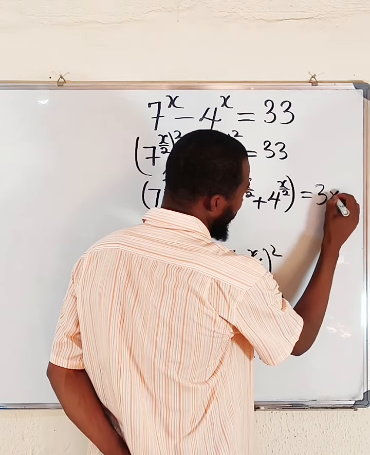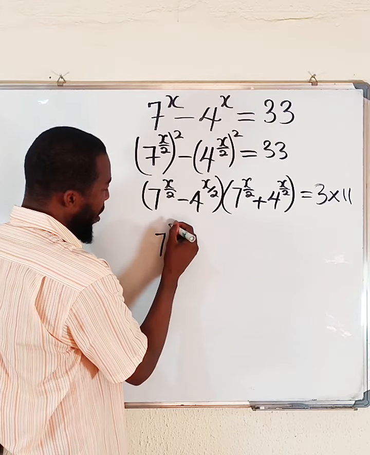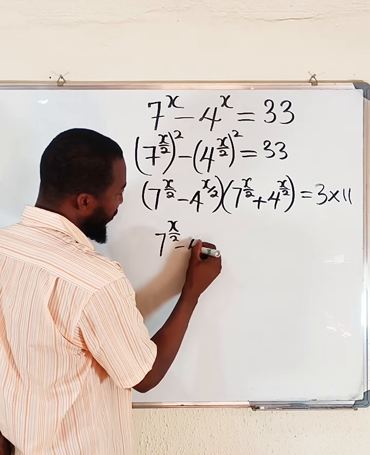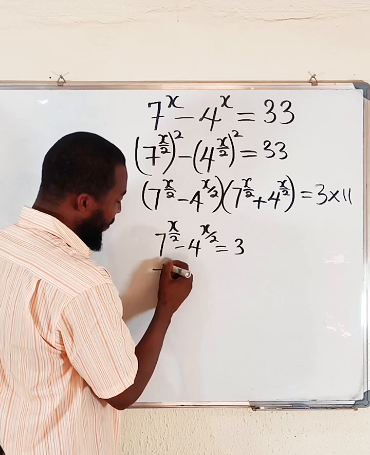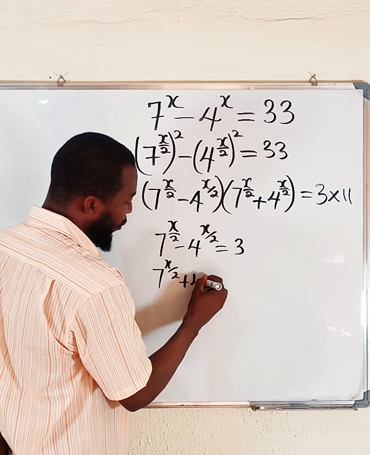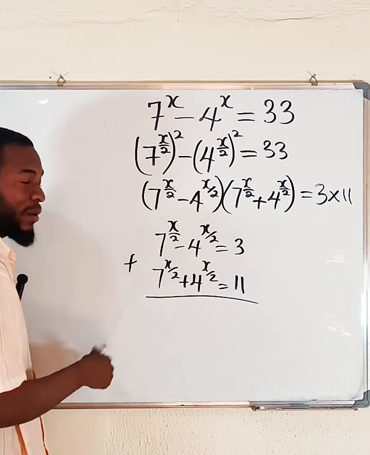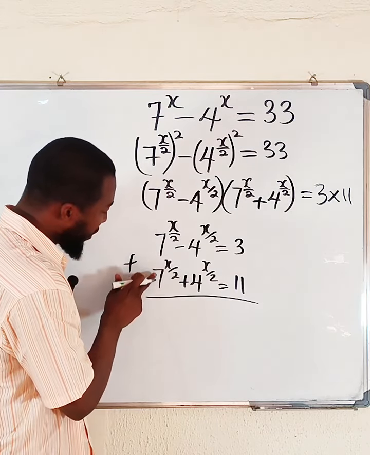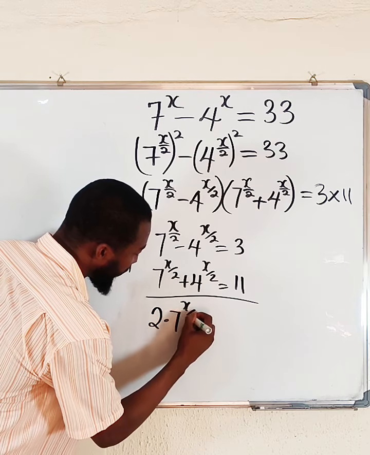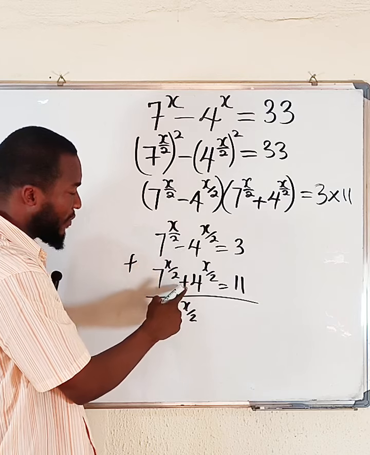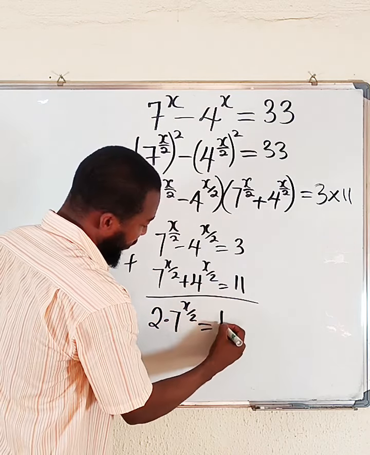So this is 3 multiplied by 11. What does this mean? It means that 7 to the power of x divided by 2 minus 4 to the power of x divided by 2 is equal to 3, and 7 to the power of x divided by 2 plus 4 to the power of x divided by 2 is equal to 11. Now we can solve the system by adding the two equations. These two terms are exactly the same, so we have two quantities of 7 to the power of x divided by 2. One is negative, the other one is positive, so this will give us 0. On the other side we have 14.